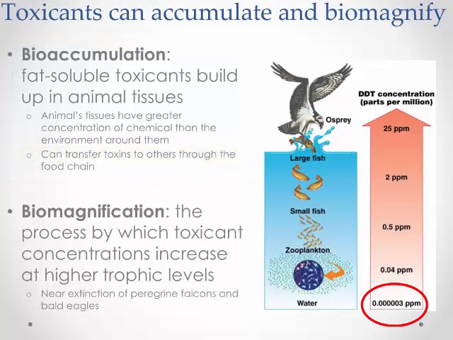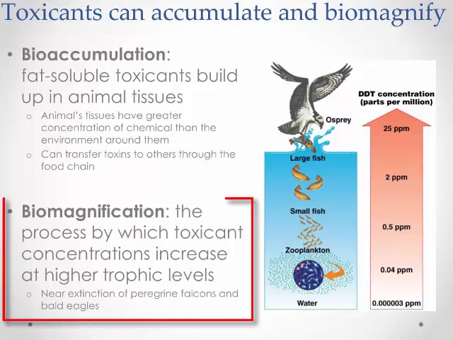At low trophic levels, the concentration of the contaminant may not be significant. However, the concentration of the contaminant in the bodies of organisms increases at higher trophic levels by the process of biomagnification. Biomagnification is a process by which toxicant concentrations increase at higher trophic levels.